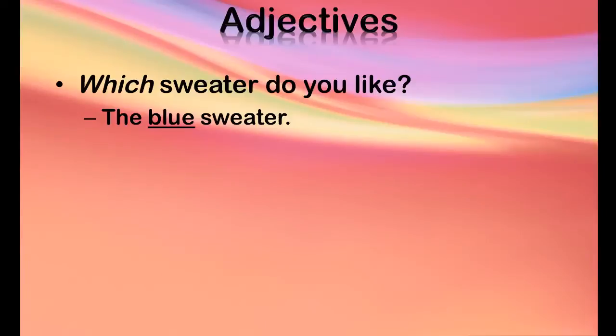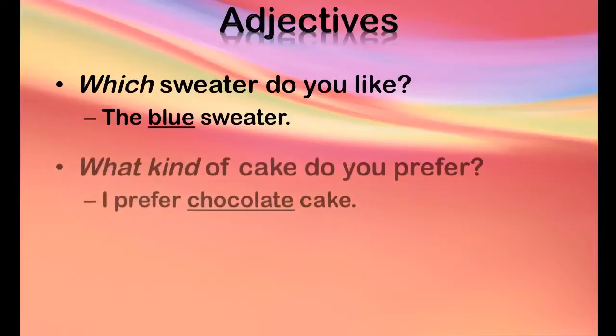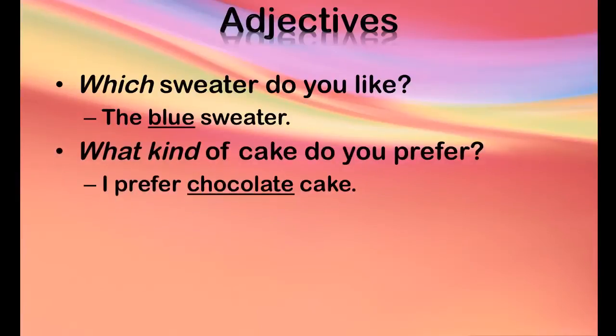For example, which sweater do you like? The blue sweater. Blue is describing the noun sweater. What kind of cake do you prefer? I prefer chocolate cake. Chocolate is an adjective that modifies the noun cake.